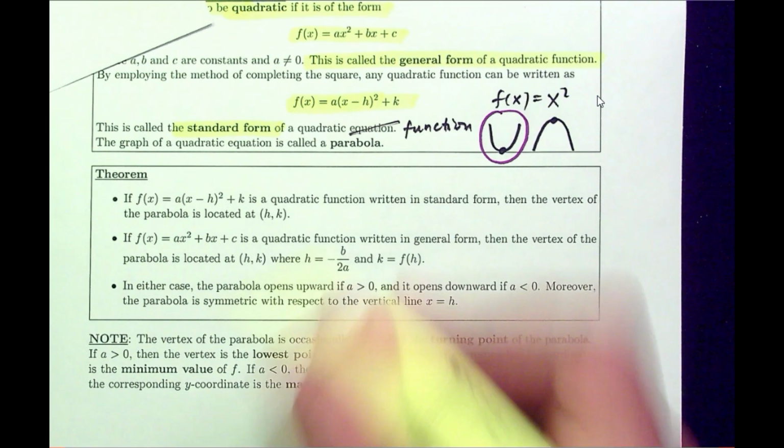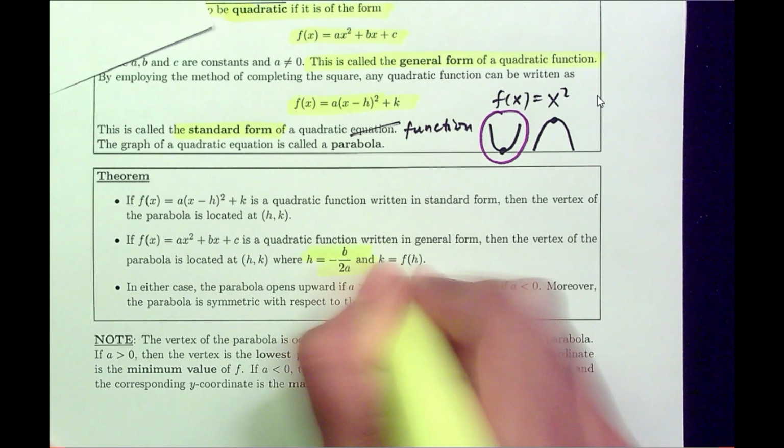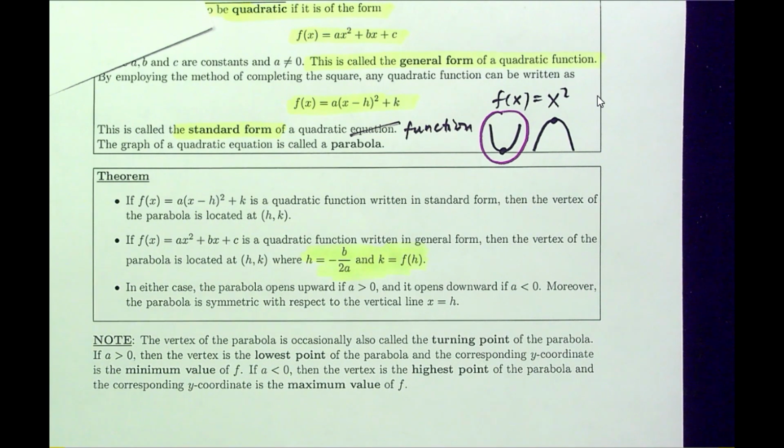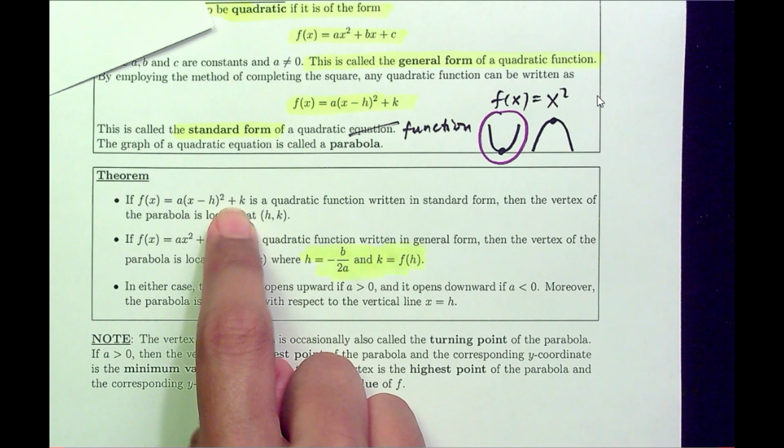All right, so there you have it. Now we know how to find the vertex in either scenario. If it is like this, just read it off. (h, k) is the vertex.